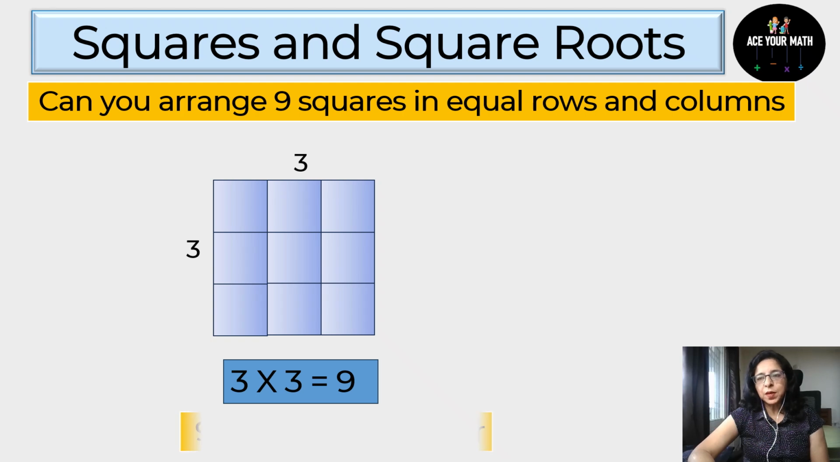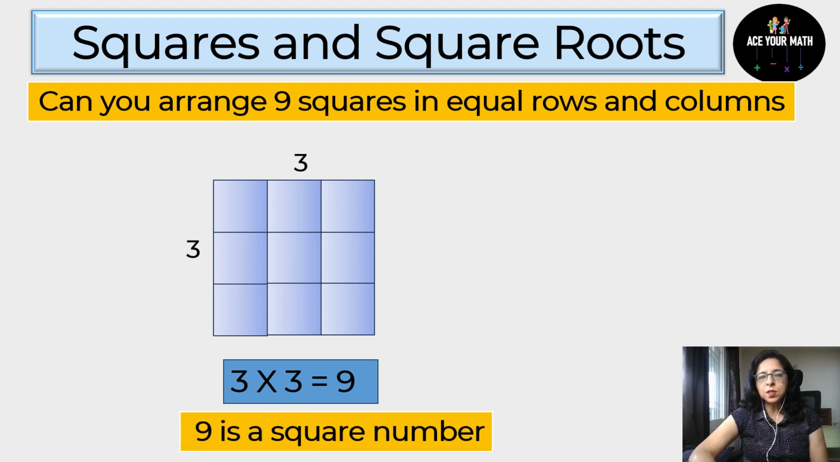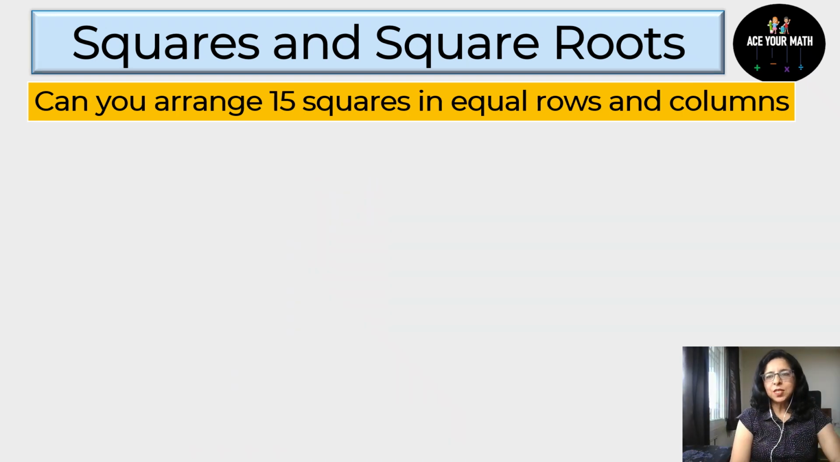Or in other words, we can say that 9 can be written as 3 multiplied by 3. 3 and 3 both are the same. 3 is multiplied by itself only to form 9. So that is why 9 is a square number. See one more example.